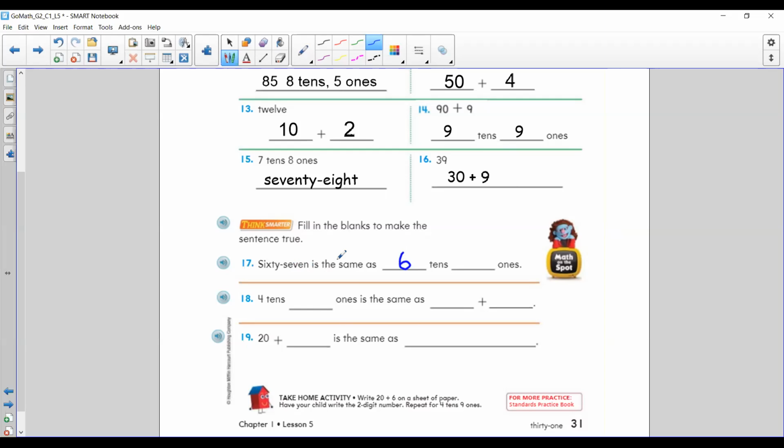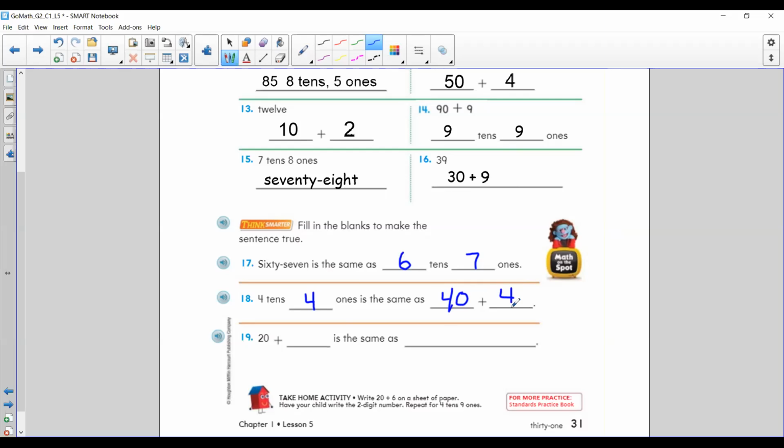And 7 is how many ones? 7. Now we get to choose a number. 4 tens and how many ones? Let's choose a number less than 10. How about 4? Because we had talked about 44 earlier. 4 tens and 4 ones is the same as, okay, what's the value of 4 tens? Count by tens. 10, 20, 30, 40. 4 tens is valued at 40. And 4 ones is just a 4.